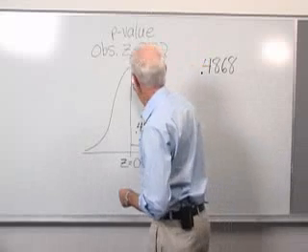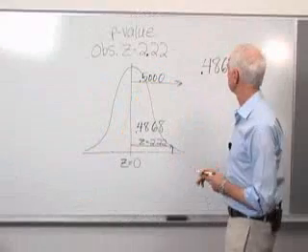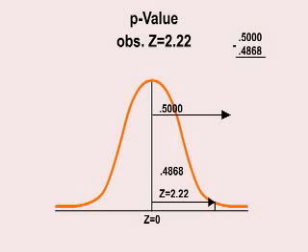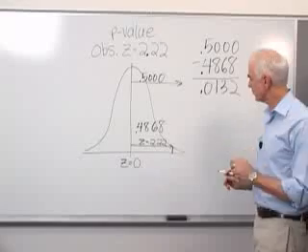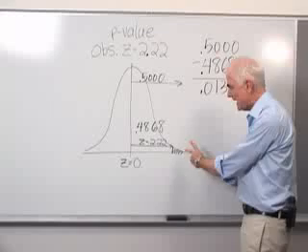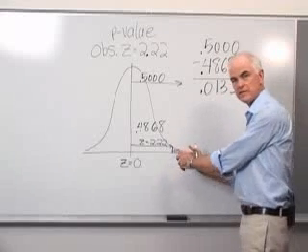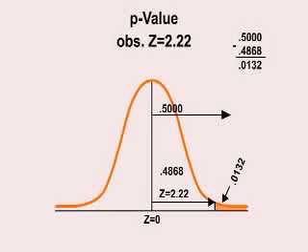Understanding that the normal curve is perfectly symmetrical and that 0.5000 of the area is on each side of the mean, we can subtract our 0.4868 from 0.5 and get a result of 0.0132. 0.0132 then is the area under the normal curve that's past the z value, or the tail of the distribution past the z of 2.22. So 0.0132 of the area falls here.